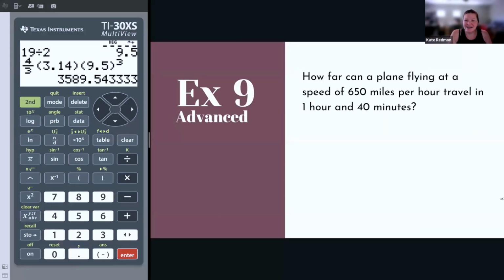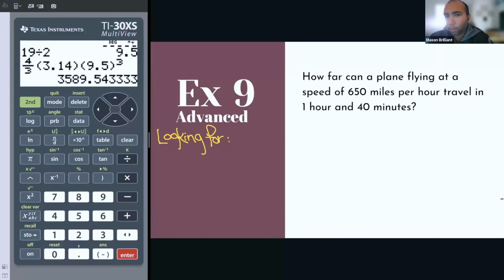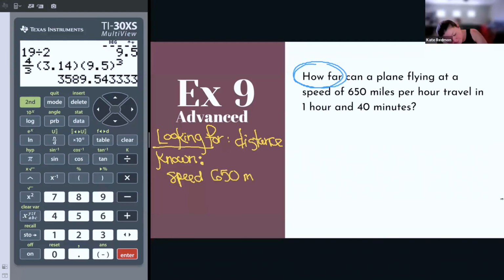Example 9. How far can a plane flying at a speed of 650 miles per hour travel in 1 hour and 40 minutes? Mason, what am I looking for? I want to say the distance. Brilliant. Mason saw this phrase, how far? He said that must be distance. Okay, what do I know? Well, we do know the speed, 650 miles per hour. Beautiful. I don't want to forget that per, because that per is going to be a big clue about what that number is. Next thing. We know the time, 1 hour and 40 minutes.